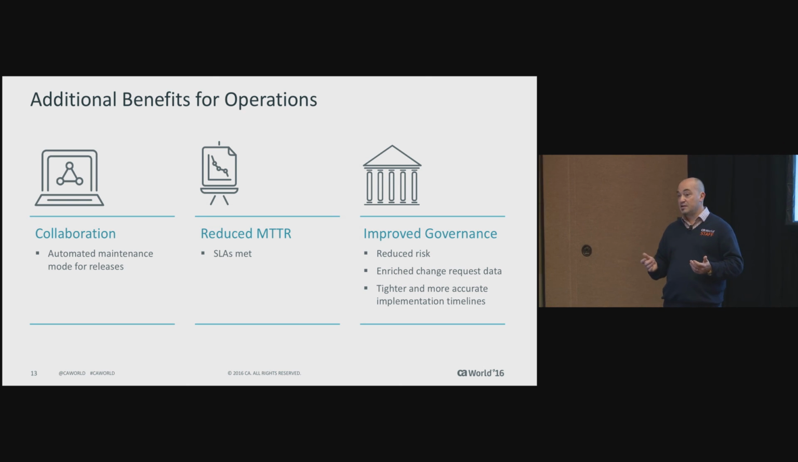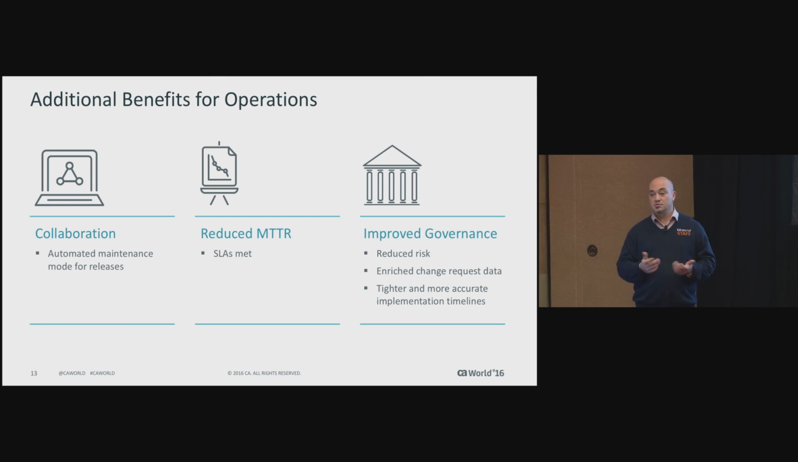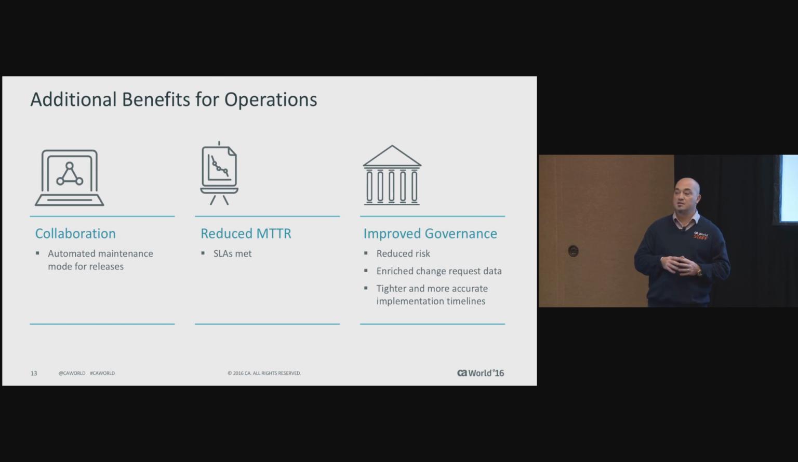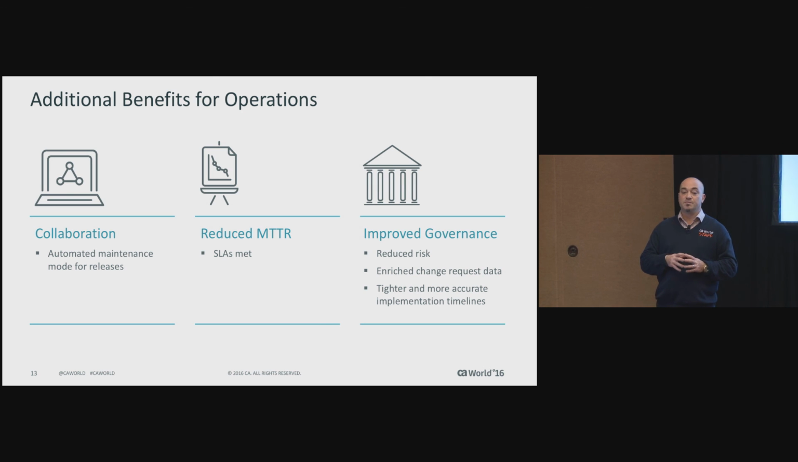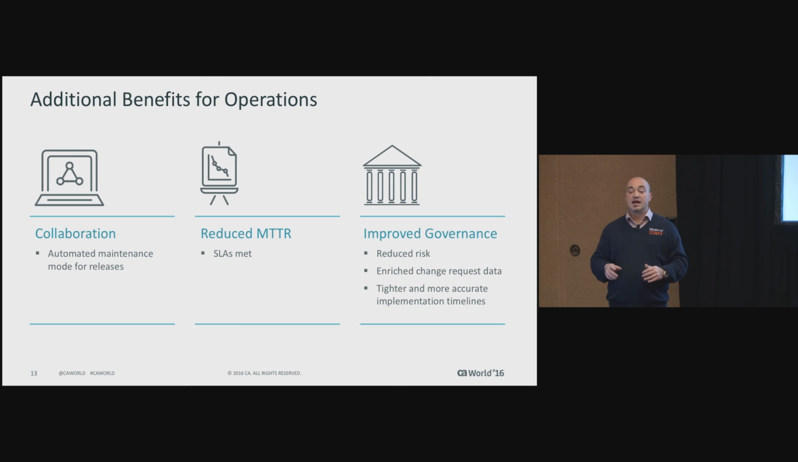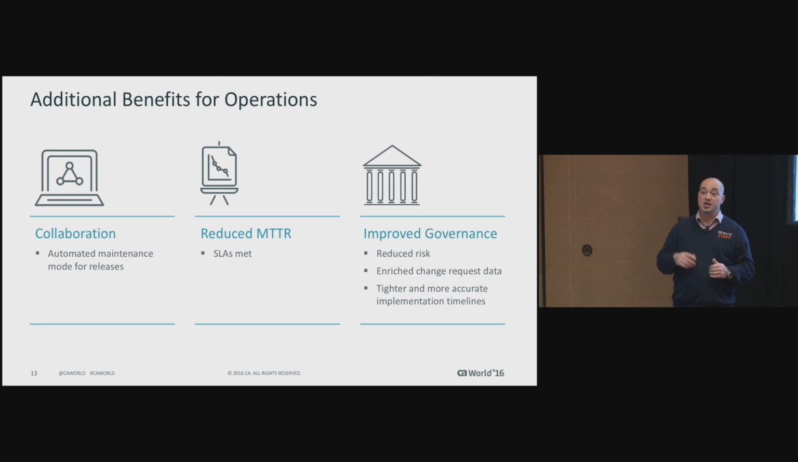Furthermore, there's the governance aspect of this. There's reduced risk. Automation means less human error. Just bottom line, there's less people making mistakes involved in the deployments. The other aspect of this is because we're automating every step of the process, we can have better and tighter integration with the change request process. We can open up a change request during the test cycle.